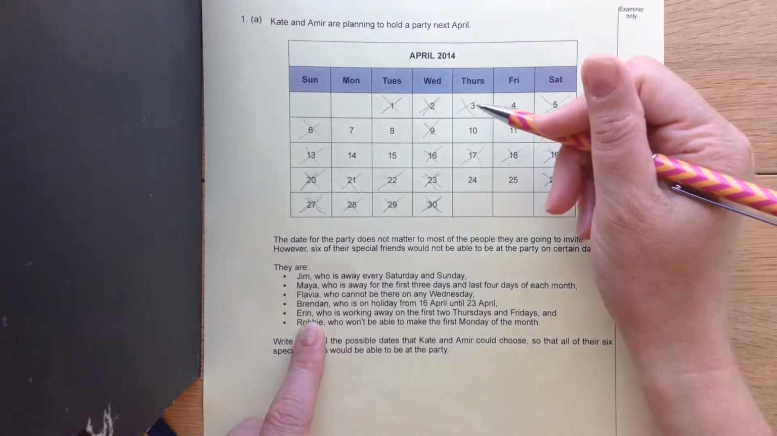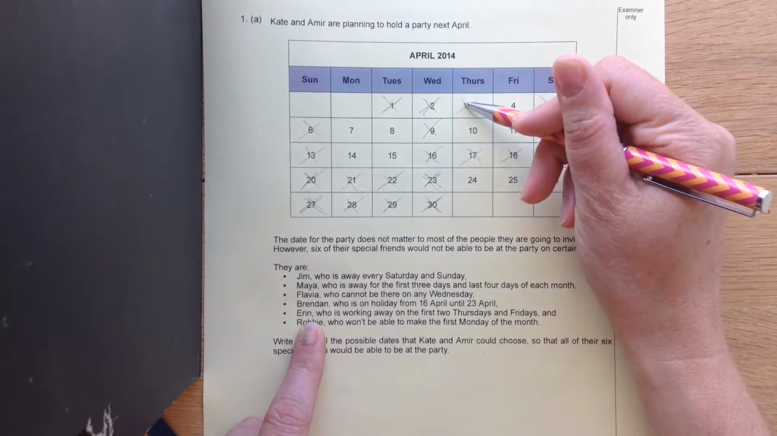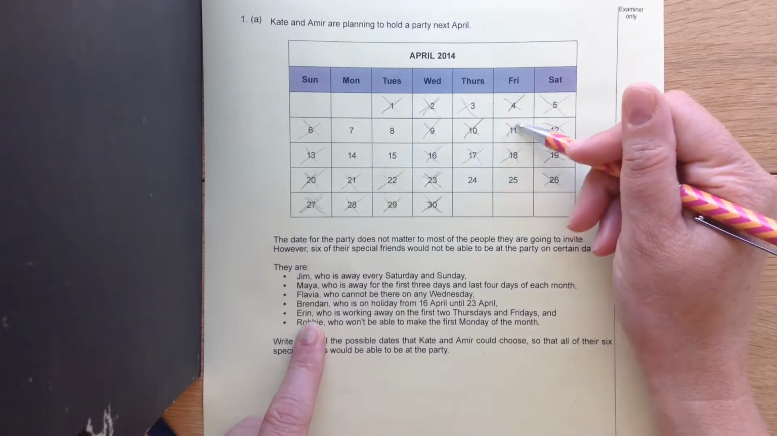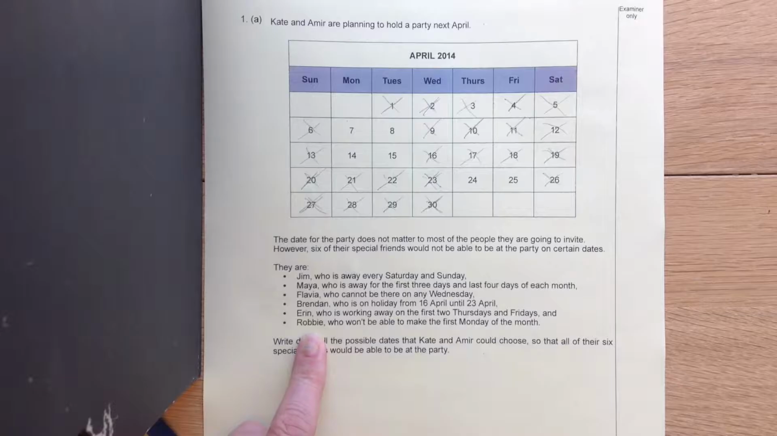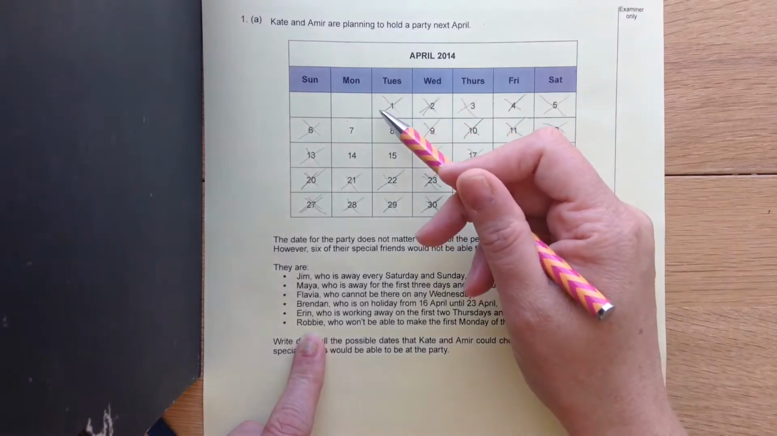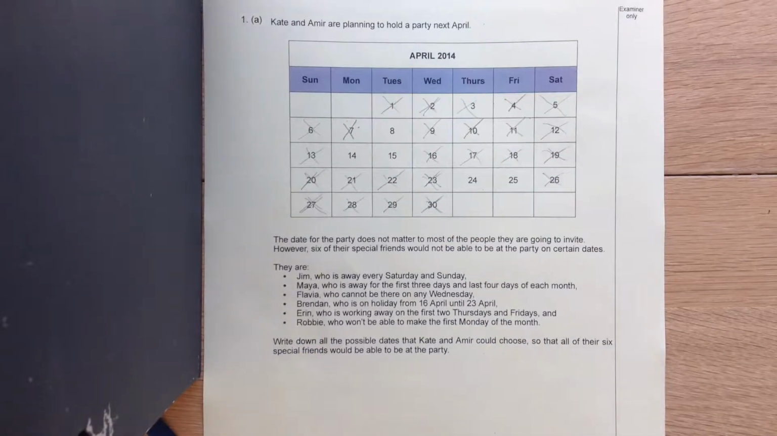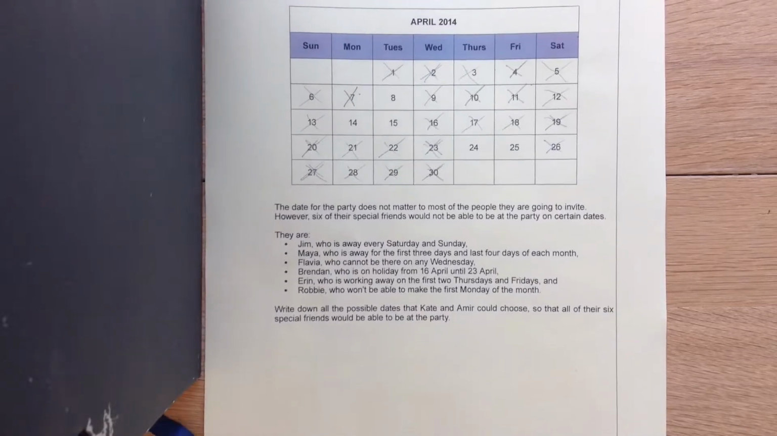So the first 2 Thursdays and Fridays. So there's the first Thursday, first Friday, second Thursday, second Friday. Robbie, who won't be able to make it the first Monday of the month. Well, the first Monday of the month is by here. Okay, write down all the possible dates that Kate and Amar could choose so that all 6 of their special friends would be able to attend the party.